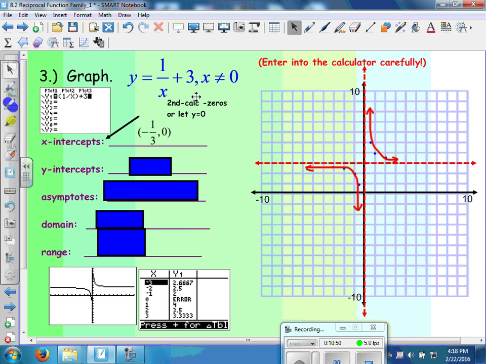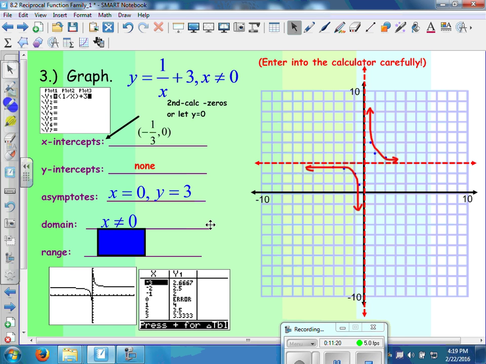If I take the original equation and put a 0 in for y and solve, I would also get x equals negative 1/3. This does not cross the y-axis at all, so that is none. And the asymptotes, you can see just like the parent function, you have x equals 0, but you did have a vertical shift, so you have y equals 3 as a new asymptote that is horizontal. Your domain and range. The domain is just like the parent function, x not equal to 0, but this time the y values excluded are at 3, so y not equal to 3.